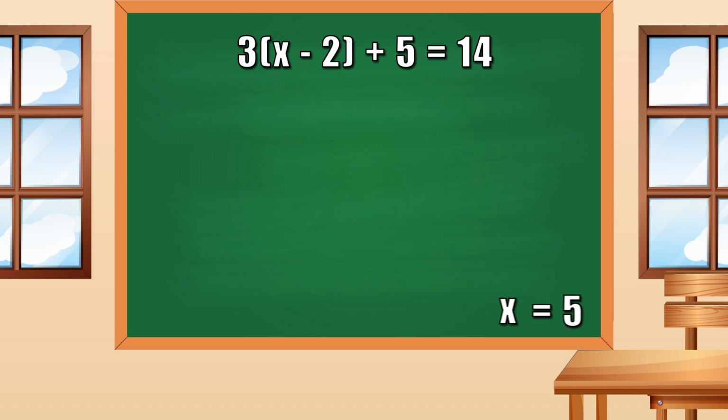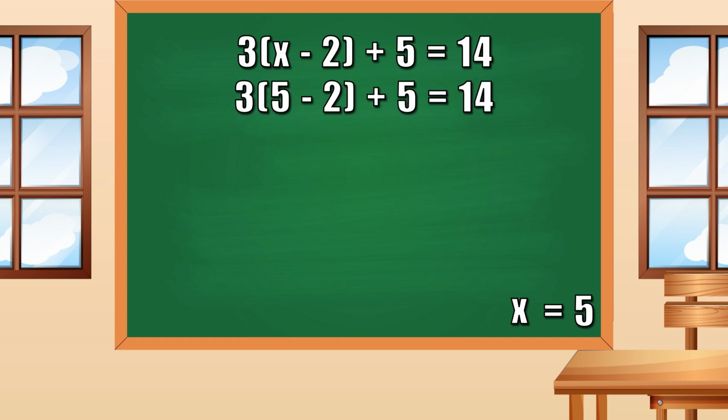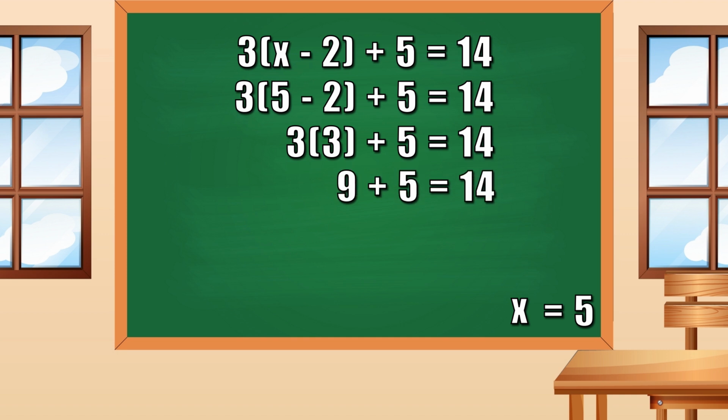Let's verify by substituting 5 to the variable. So it's going to be 3 times quantity 5 minus 2 plus 5 is equal to 14. Using PEMDAS, let's evaluate the parentheses first. 5 minus 2 is equal to 3. And let's do the rest of the operation. 3 times 3 is 9, plus 5 is equal to 14. We nailed it.